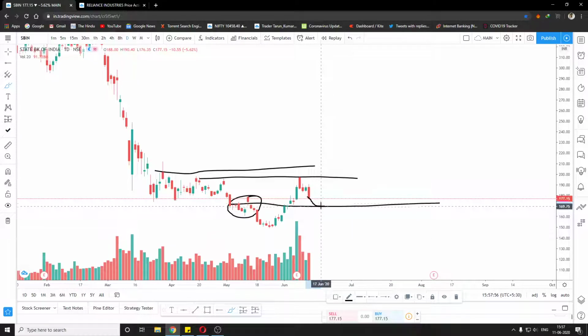So the market will come here, it will go sideways. Then we have to wait and watch whether the market is forming any pattern or giving a breakout to the top side, and then we buy.